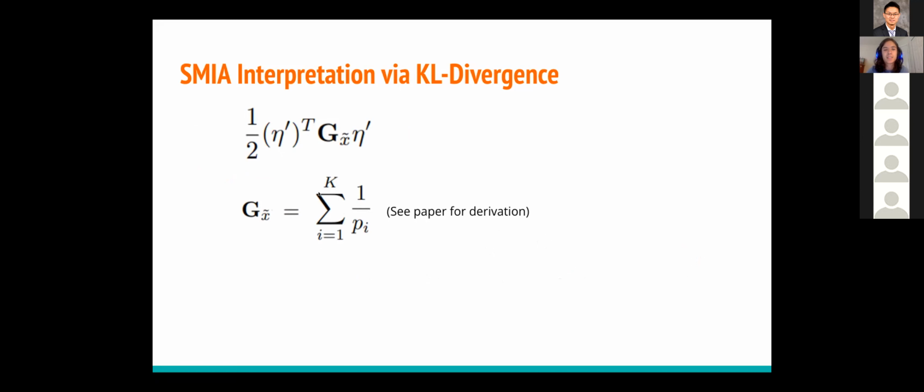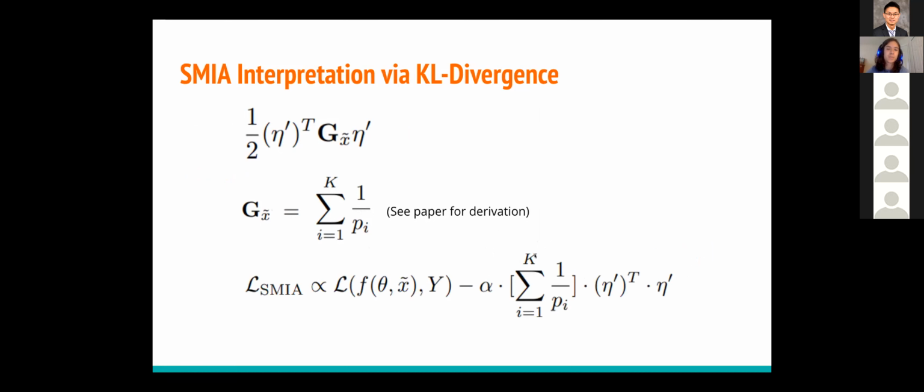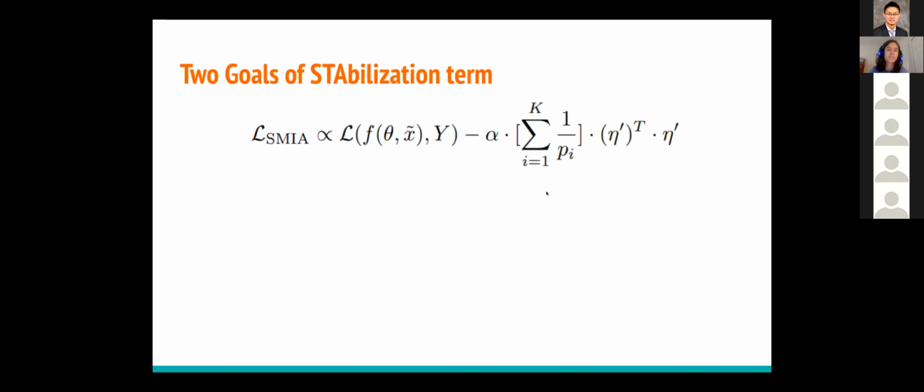Essentially what this is saying is 1 over the probability of getting each class for every possible class, and we want to sum that up. So when we plug this back in to our stabilization term, we get the following equation. And this gives us a lot more insight into what the stabilization term is actually doing.